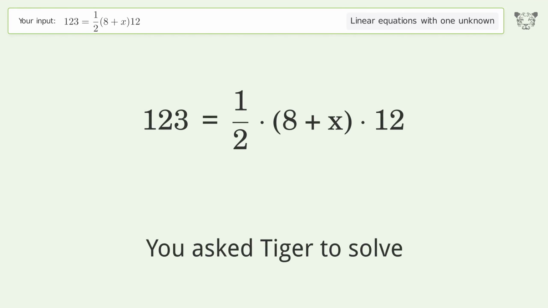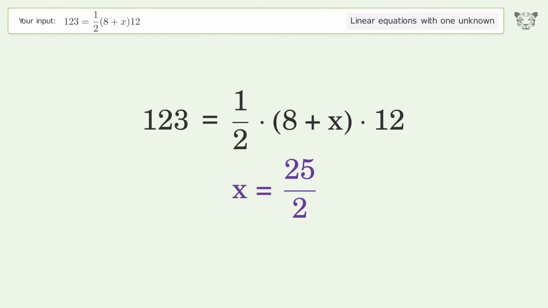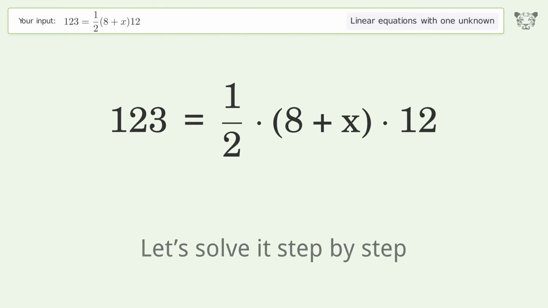You ask Tiger to solve. This deals with linear equations with one unknown. The final result is x equals 25/2. Let's solve it step by step.